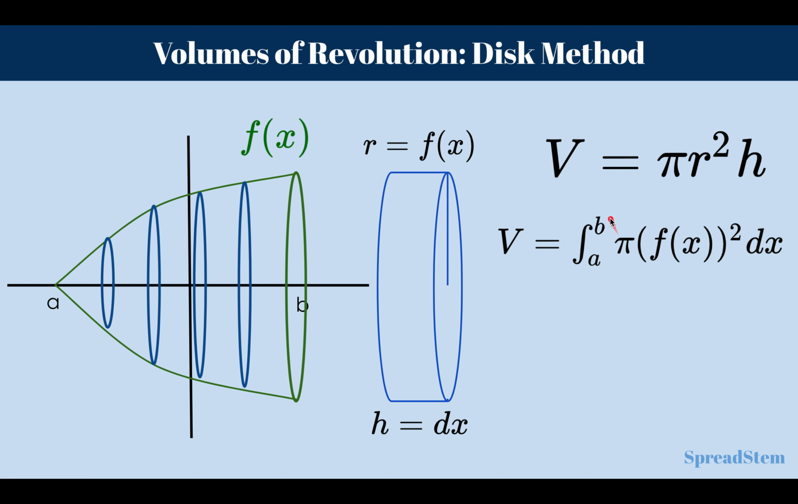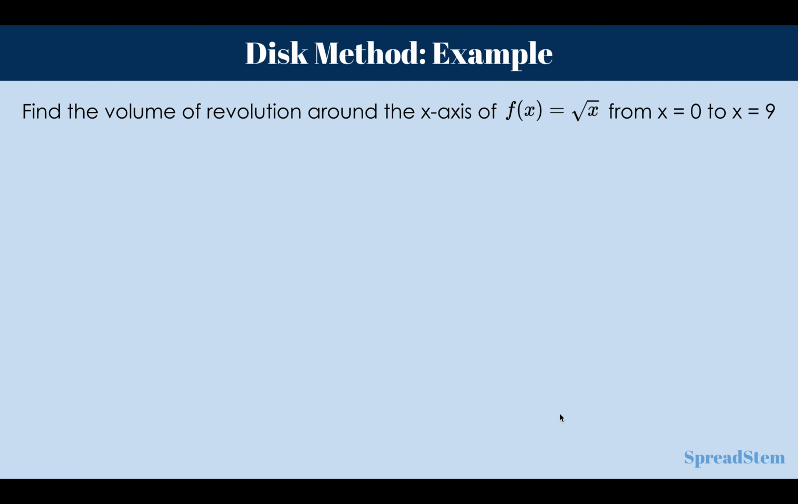Now this section here is just for one of the disks. And there are infinitely many between A and B, and we want to sum them all up. So we find the integral from A to B. Now we can take the pi out of the integral since it's just a constant. So we see that the volume is pi times the integral from A to B of f of x squared dx.